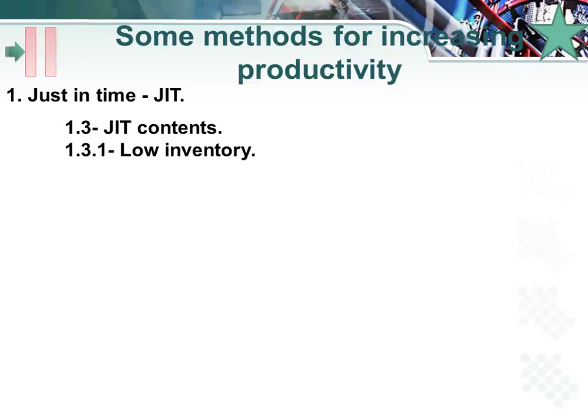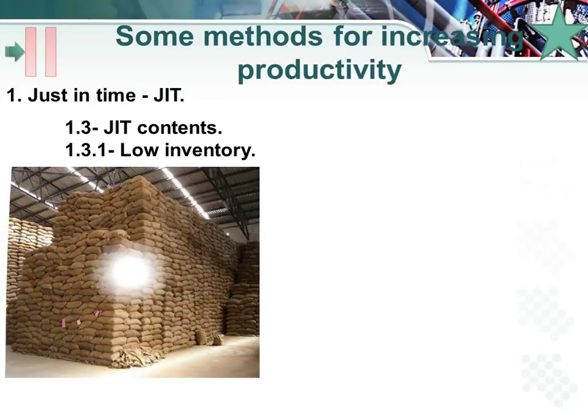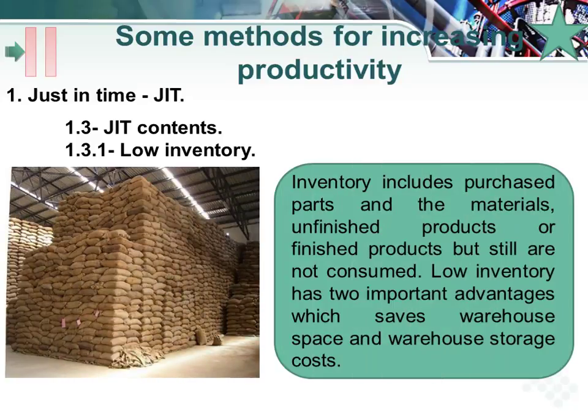JIT contains, first, low inventory. Inventory includes purchased parts and materials, unfinished products, and finished products that are still not consumed. Low inventory has 2 important advantages which are saving warehouse space and warehouse storage costs.